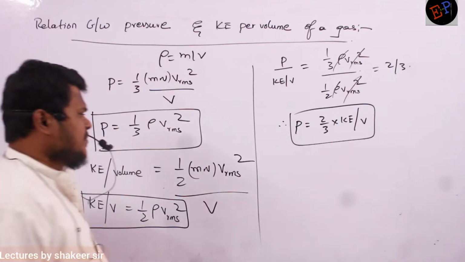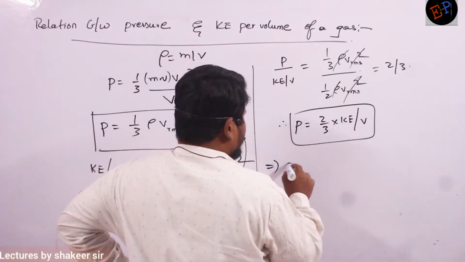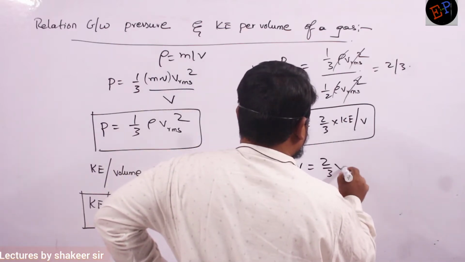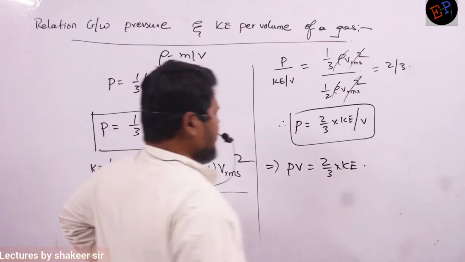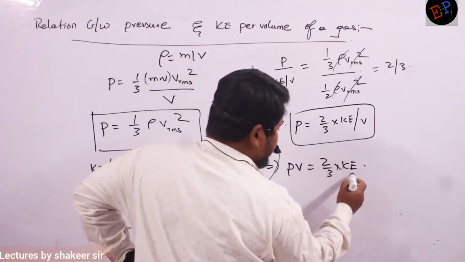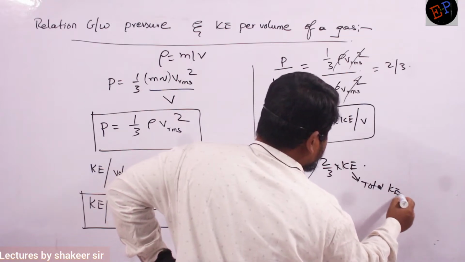Are you able to understand? So I can do one more thing. You send this volume to this side. I can write PV also, no? PV is also equal to 2 by 3 times the kinetic energy. I can write like this also. But what is this energy? This is the total kinetic energy of the gas.